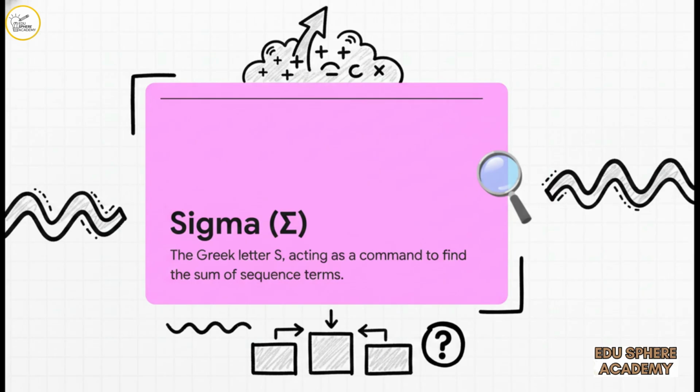And then there's this beast, the capital Greek letter sigma. It looks super intense, right? But sigma is literally just the Greek letter S, and S simply stands for sum. It's just a command from the exam paper telling you to add the terms of the sequence together. The little number at the bottom tells you exactly where to start adding, and the number up top tells you exactly where to stop. It's literally just a strict set of instructions.